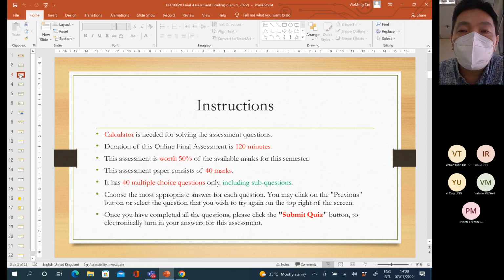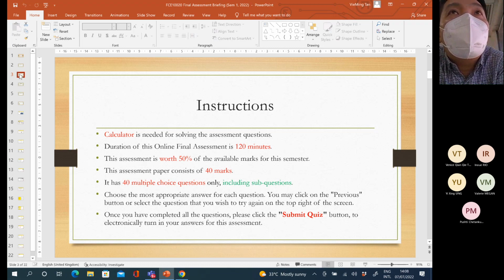Okay, so for this assessment, you have to get ready a calculator. You may need a calculator. So try to get a calculator which you are familiar with, and you already know how to use those functions. And this assessment is worth 50% of your overall marks in this semester for this unit. So it's very high. 50% is very high.